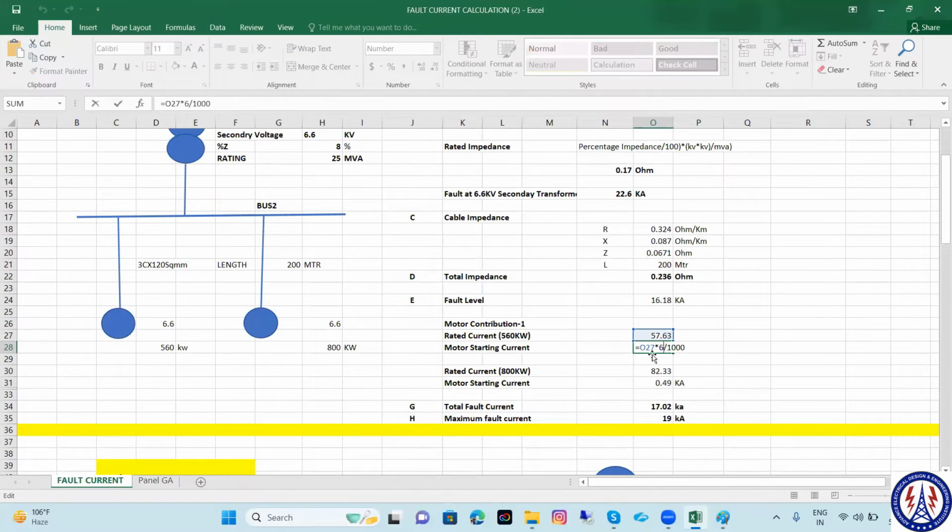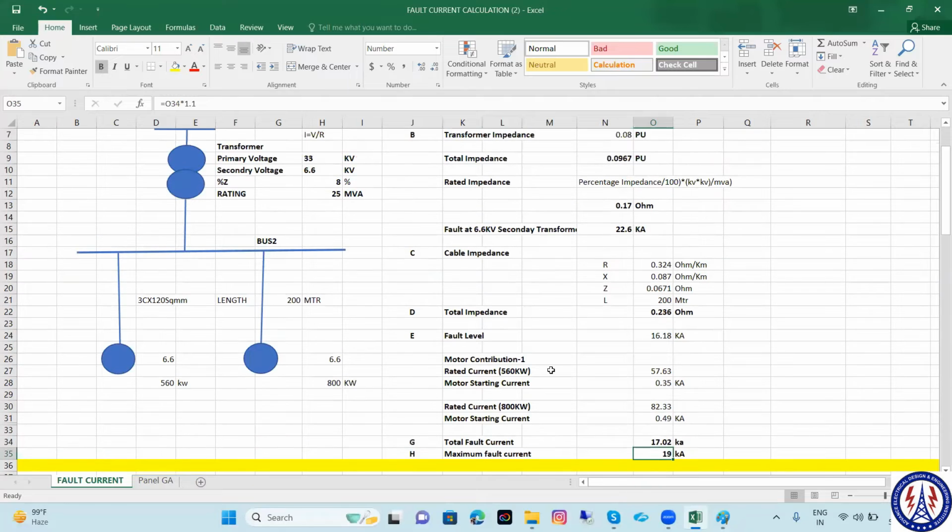This is the current contribution by this motor, and this is the current contribution by this motor. So both currents will be added, meaning the current coming from the source plus the motor currents. So 16.18 plus 0.35 plus 0.49, it comes to 17.02. As per IEC, if we want to determine the maximum fault, then just multiply with 1.1. We will get the maximum fault current.